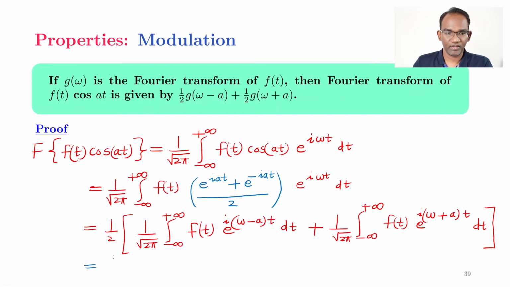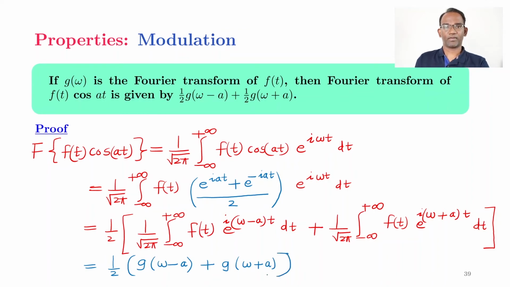This is nothing but half of g(ω − a) plus g(ω + a), thus proving the theorem.